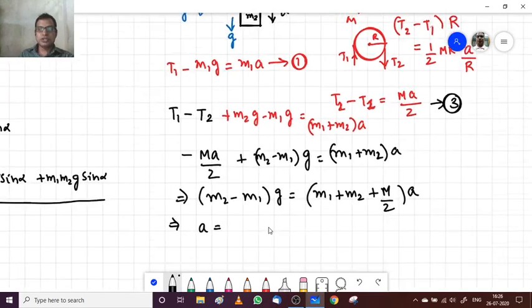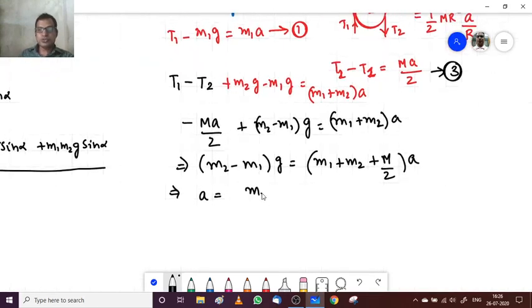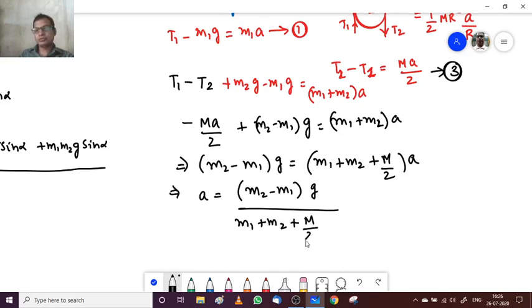So acceleration is going to be, you can say, M2 minus M1, that is what it is, and then G divided by M1 plus M2 plus M by 2. Okay, so this is the equation of the acceleration. Let's try to now find out the tension.